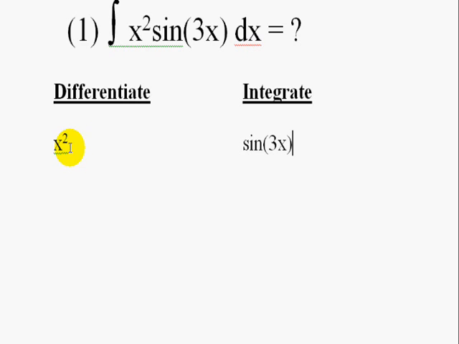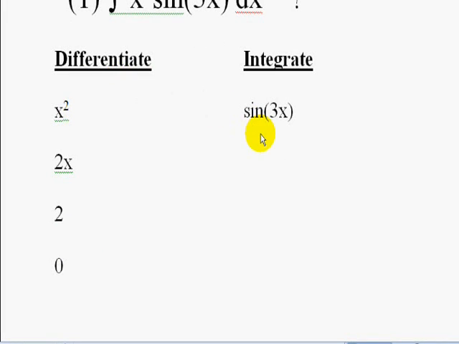So let's do it. When we differentiate x squared, it will become 2x. When we differentiate this 2x, it would become 2. And when we differentiate this 2, we would get 0. And then we would take this sine 3x and integrate it the same number of times that we have differentiated on this side. We have differentiated 3 times, so we are going to integrate this sine 3x 3 times.